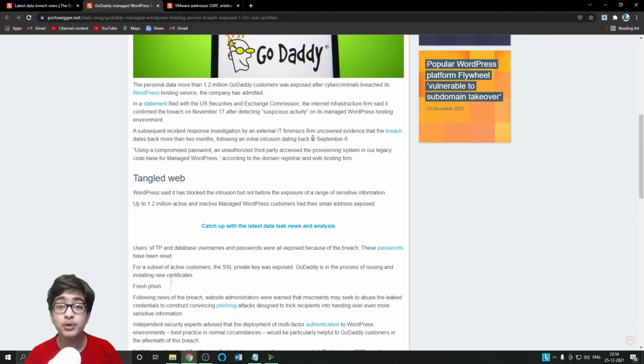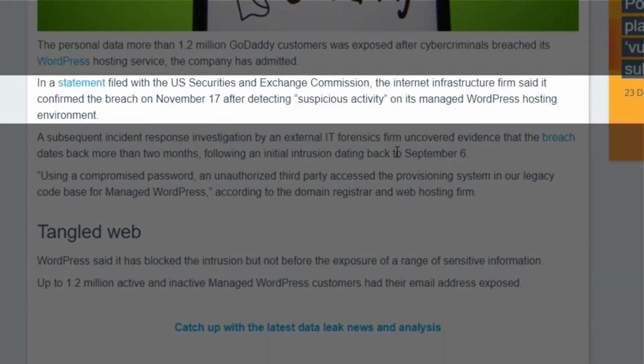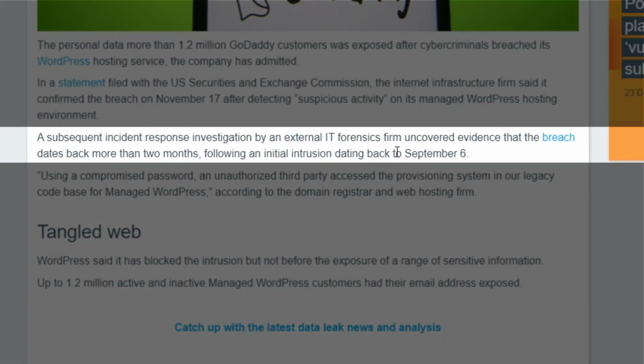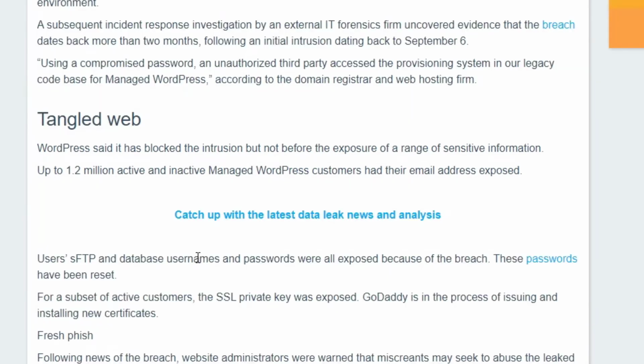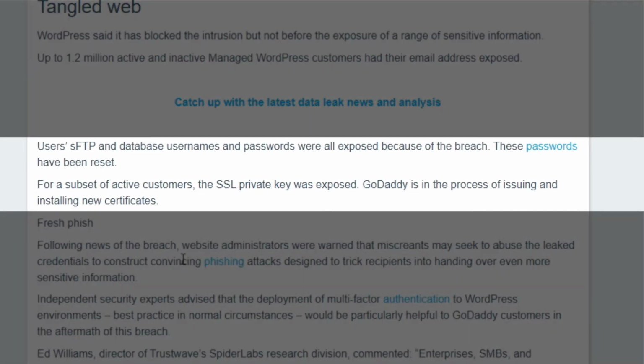Now, the Godaddy breach is major. It was detected on November 17th, but it goes back to September 6th, more than 3 months ago. Over 1.2 million Godaddy customers were exposed, and here's all the things that were leaked. Users' FTP and database usernames and passwords, which means any database, any kind of files on any website. And this is the worst part.